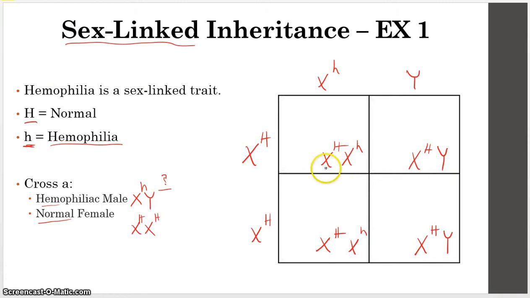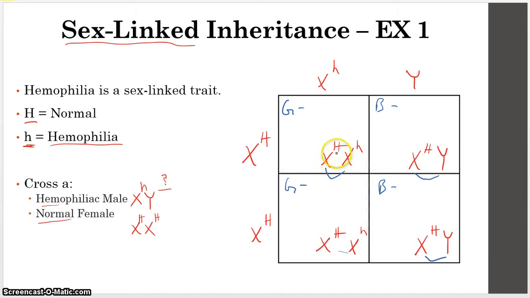The first thing we take a look at is the X and the Y's and figure out, okay, is this a boy or a girl? Well, the two X's means that this is a girl. Here I've got an X and Y, that means that this is a boy. Here I've got an X and an X, so that means that this is a girl. And then I've got an X and Y, that means that this is a boy.